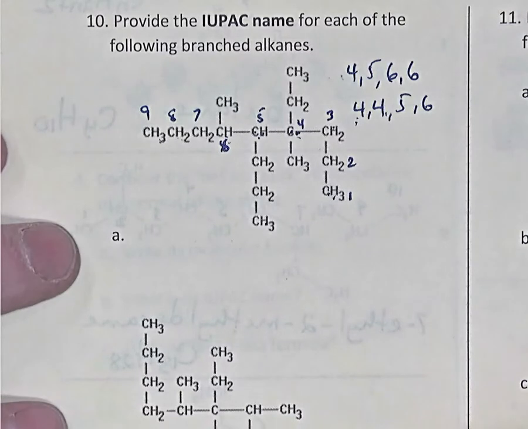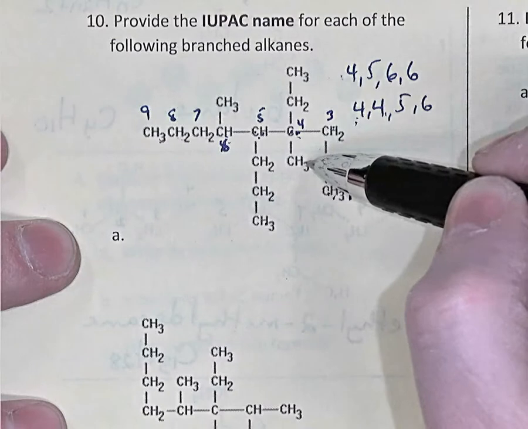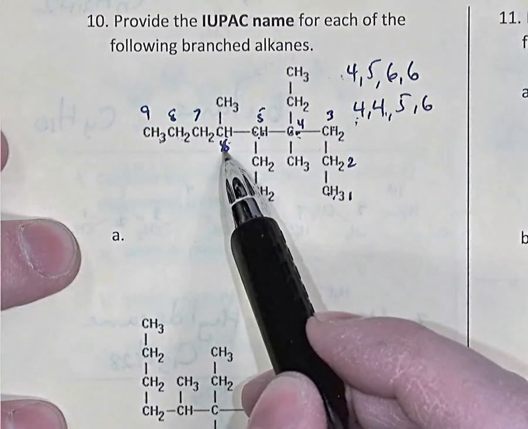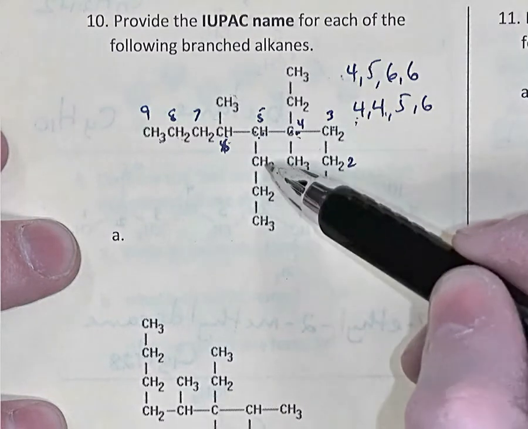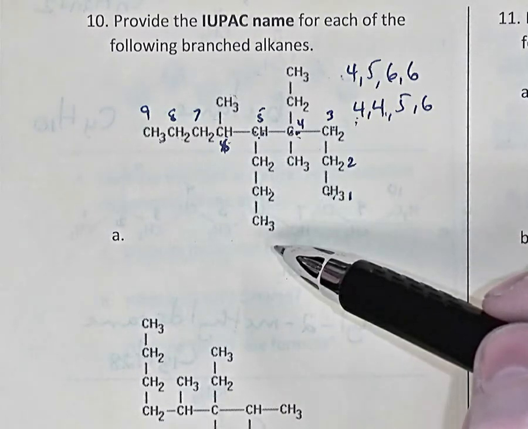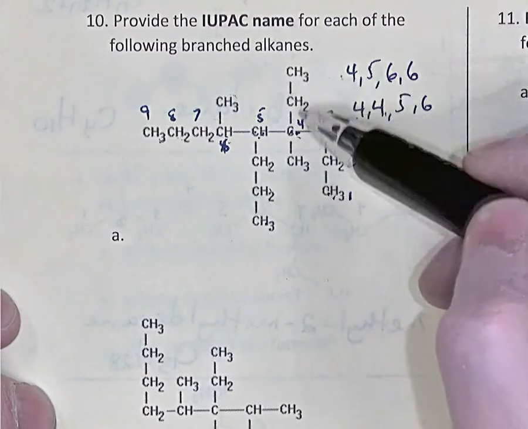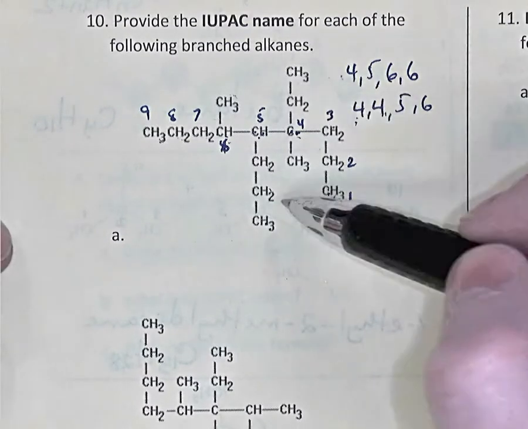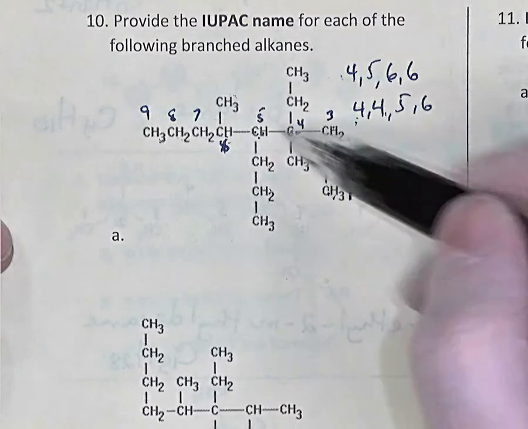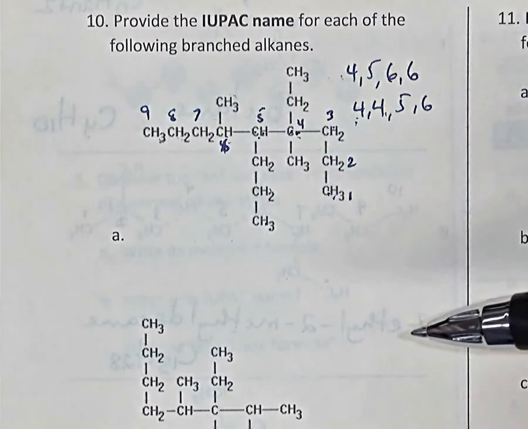Now what are the branches? On carbon 4, I see a methyl branch. There's another methyl branch on carbon 6. On carbon 5, there's a propyl branch. 3 carbons is propane, so as a branch, it's propyl. And on carbon 4, there's a 2-carbon branch, and that's ethyl. So we have ethyl, propyl, and methyl, and we're going to name them alphabetically. So ethyl, and then methyl, and then propyl.